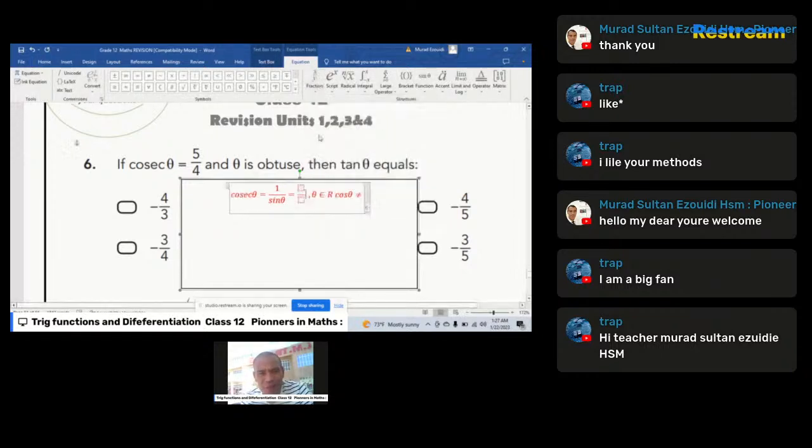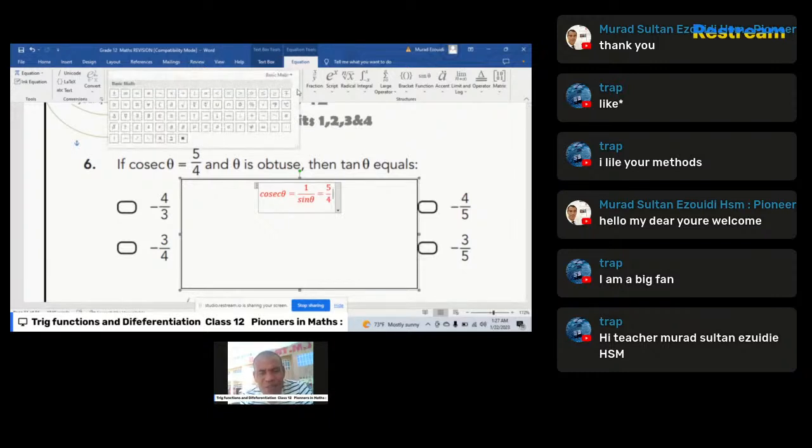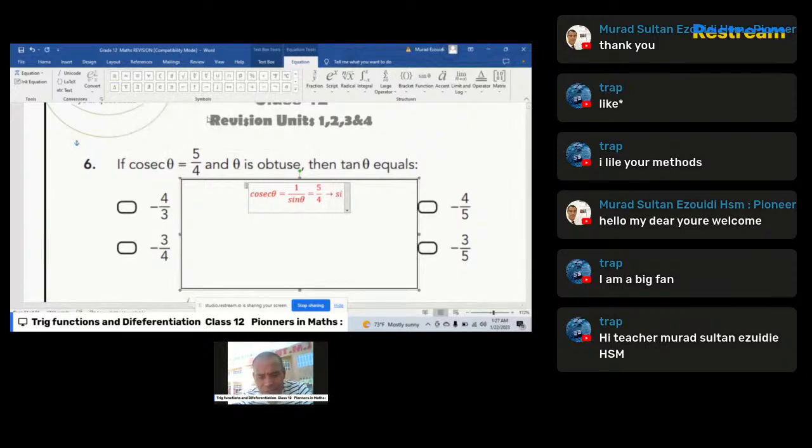Okay. 5 over 4. I will just write here 5, then 4. But learners, it is in fact possible to reverse this function, because I'm looking for sine now. Okay, I'm looking for sine. I will reverse this one, learners. If 1 over sine of theta equals 5 over 4, therefore learners will get sine of the angle theta is equal to 4 over 5.